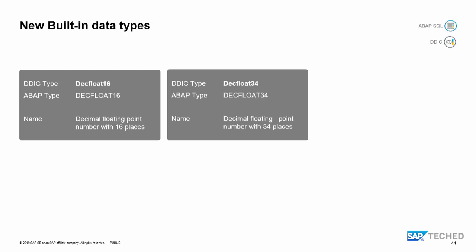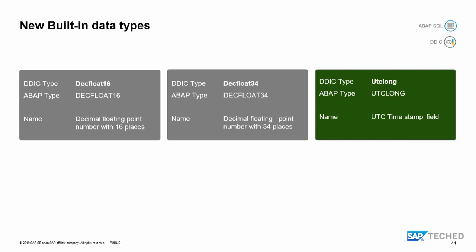First, we have the definition of DECFLOAT16 and DECFLOAT34. These are floating point representations with 16 places or 34 places. So far, that means they are supported in the ABAP and data dictionary worlds. Together with that, we can now represent timestamps, and the type name is UTCLONG. With this type, we are able to represent date and time together in ABAP and work with it in ABAP or the CDS data dictionary as well.